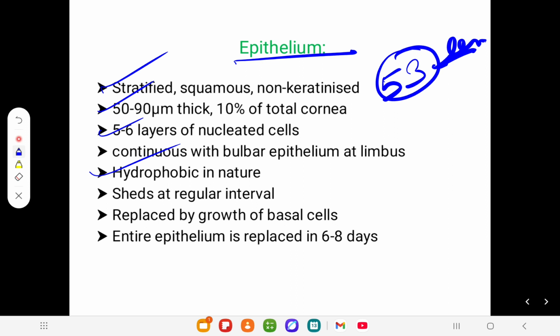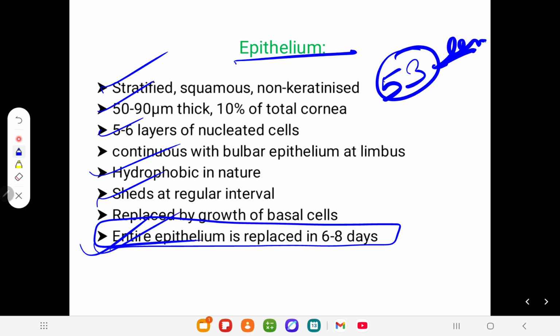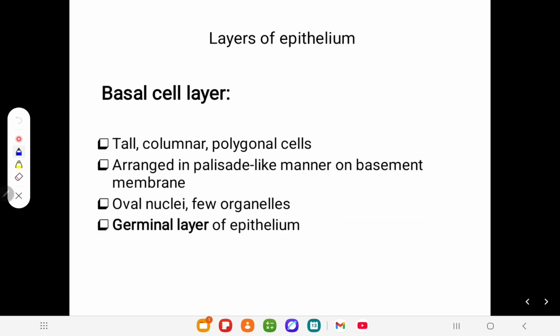Even for drug penetration, that's very important, because we prefer a drug with a dual nature, because the hydrophobic nature of the epithelium is very important whenever penetration of a drug is considered, isn't it? So hydrophobic in nature, it sheds at regular intervals, replaced by growth of the basal cells, and the entire epithelium is replaced in 6 to 8 days. That's very important whenever you are doing foreign body removal, or anything else. So you must understand how much time it will take to regenerate the entire epithelium. It will take approximately a week.